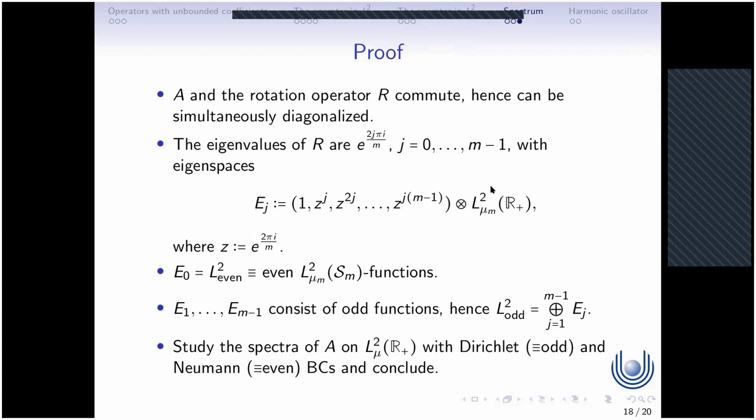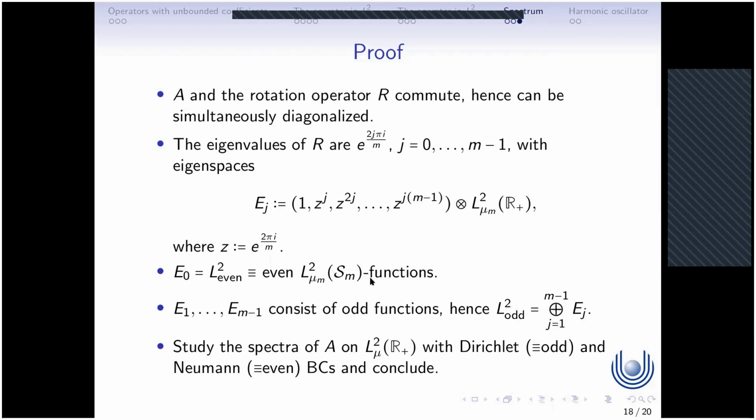tensor products of L2 spaces with respect to Gaussian of half lines times this rotations. So now, what happens for E0? E0 reduces simply to L2 functions on a star that are even, whereas all other eigenspaces consist of odd functions.